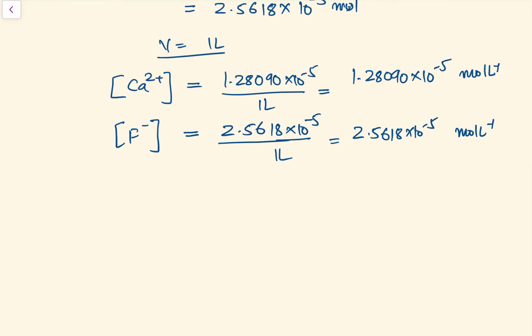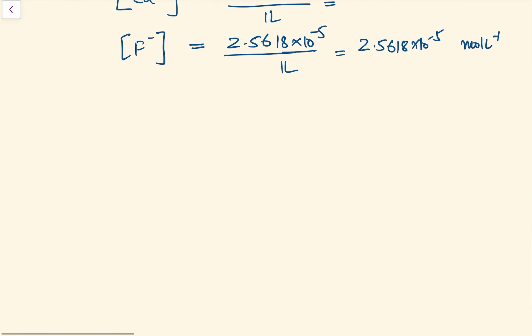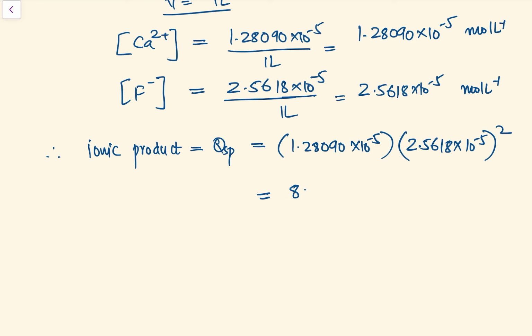Okay, now let us plug in these two numbers in this expression of the ionic product. Therefore, the ionic product, or you can call it QSP, is equal to the concentration of calcium 2 positive, which is 1.28090 times 10 to the minus 5, times 2.5618 times 10 to the minus 5 whole square. And if you solve this in your calculator, you will get 8.40631 times 10 to the minus 15.